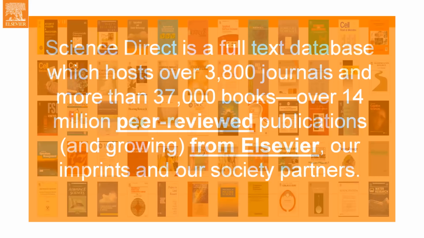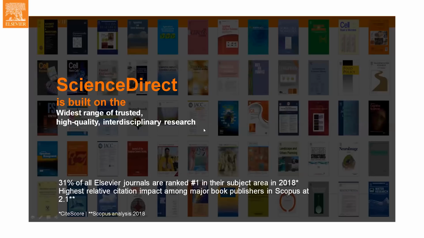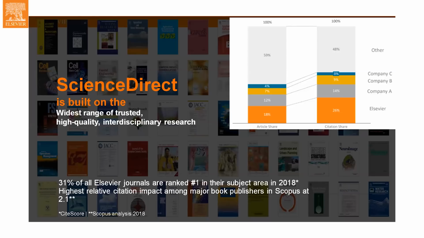Like I said, Elsevier ScienceDirect is high quality interdisciplinary research. In 2018, 31% of Elsevier journals were ranked number one. You can see here, we have 18% of article shares and 26% of citation shares from ScienceDirect.